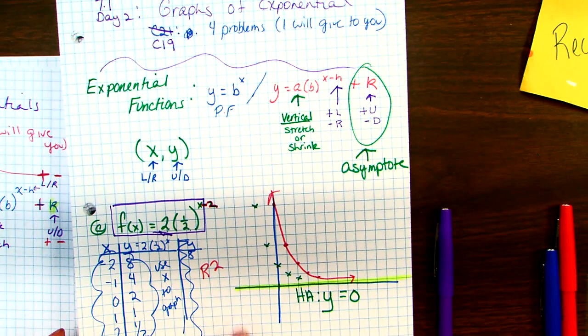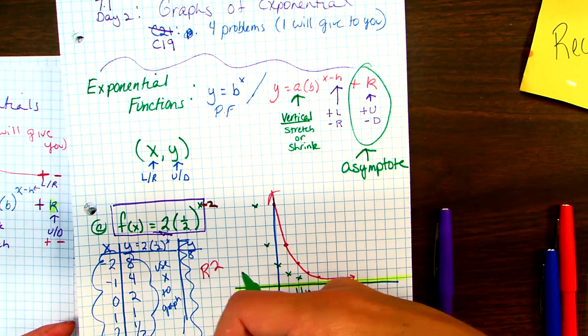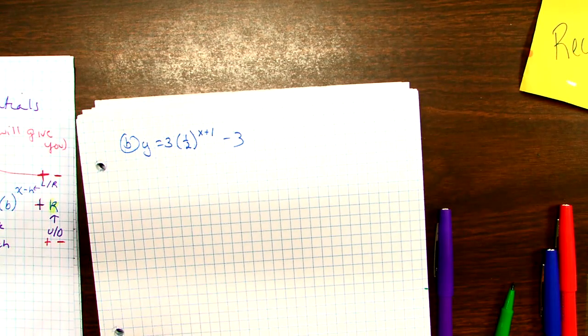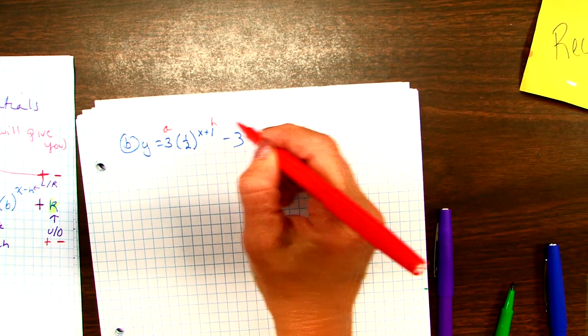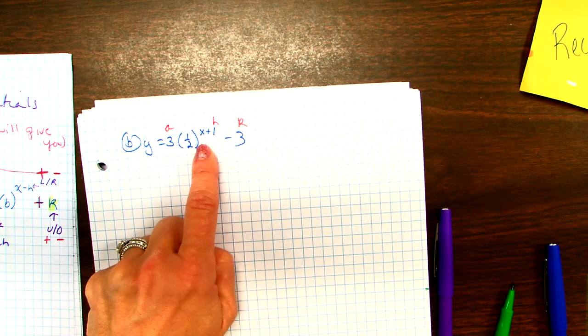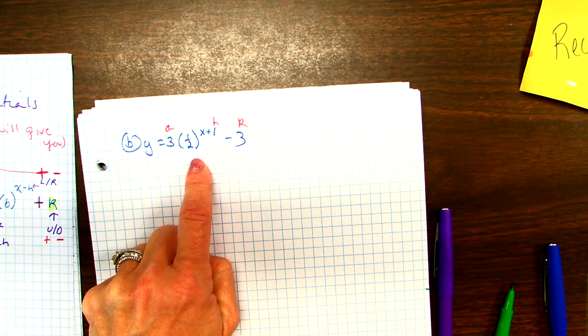Okay, so we just shifted. We shifted our parent function to the right. And look at the asymptote. Okay, let's do one more, and I won't mess up on this one. Here it's putting it all together. We got A, we got H, we got K. We got a stretch by 3, left 1, down 3, with a base of 1 half.